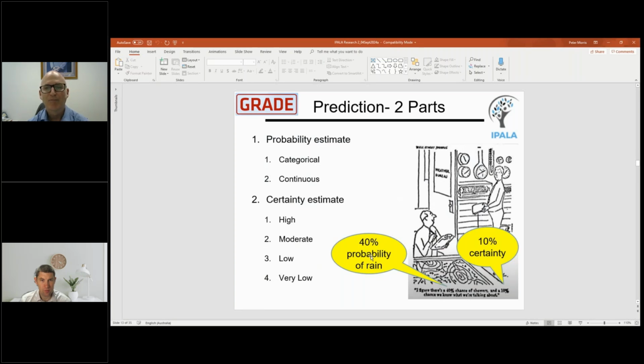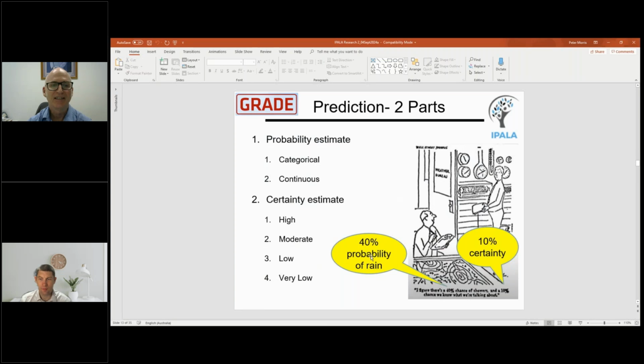In terms of predicting outcomes, there are 2 parts. So there's a probability estimate and a certainty estimate. And the cartoon here, which is used in a lot of the GRADE approach presentations, has 2 weather forecasters speaking to each other, and one saying, I think there's a 40% probability of rain and a 10% probability that we know what we're talking about.